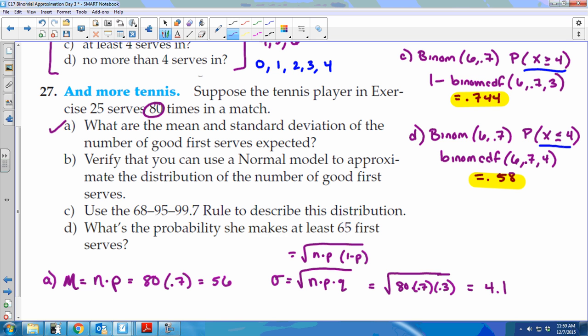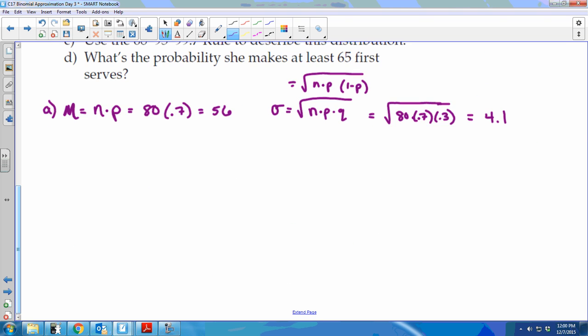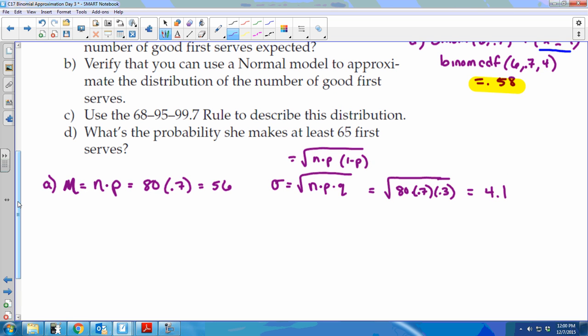All right, so we can answer A. Not a big deal. B, verify that you can use a normal model to approximate the distribution of the number of good first serves. So in this case, it's leading you through it. It says verify that you can. If I'm going to verify that you can, what's the one condition I have to check to see if I can use a normal model or not? The success failure condition. I need to double check that the number of expected successes and number of expected failures are both greater than or equal to 10. So you have to write it out. It's not something you just do in your head and say, okay, that's great. You need to actually write it out.